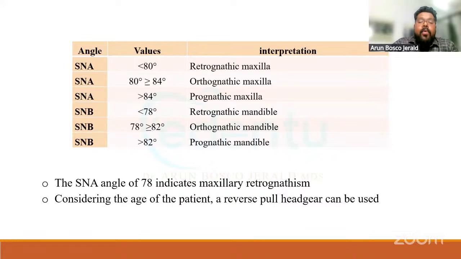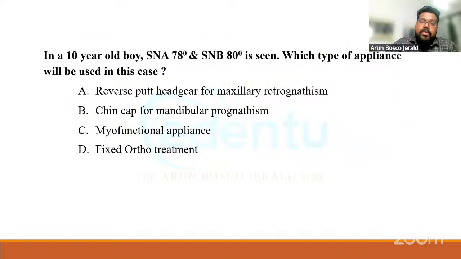So the problem here is maxillary retrognathism, so we have to correct the retrognathic maxilla. They have mentioned that the age of the patient is 10 years. In a 10-year-old patient with a retrognathic maxilla, you have to pull the maxilla forward and downward. The appliance used for it is a reverse headgear. So the correct answer is reverse headgear for maxillary retrognathism.